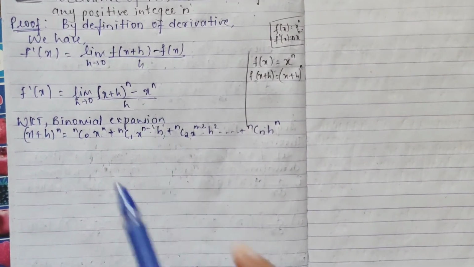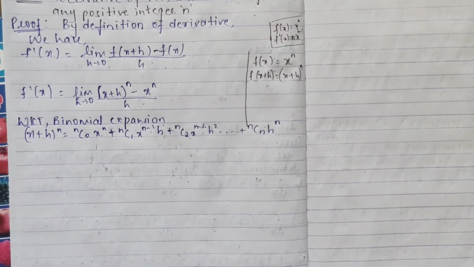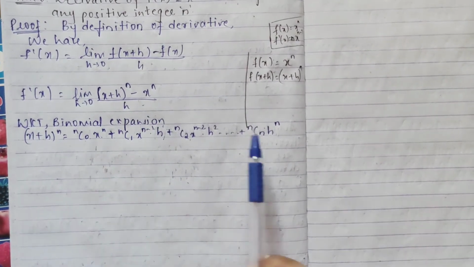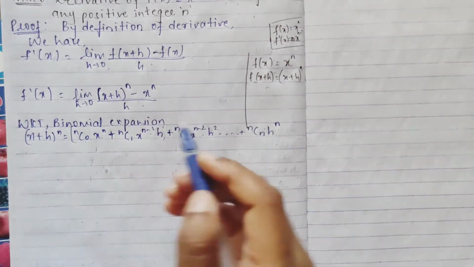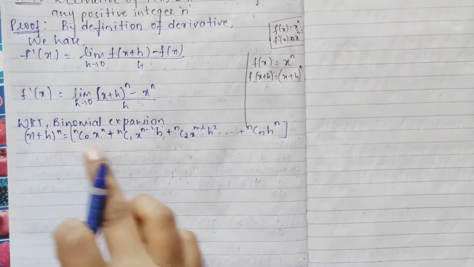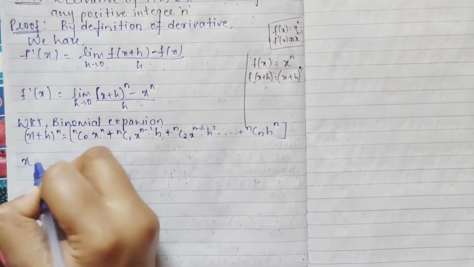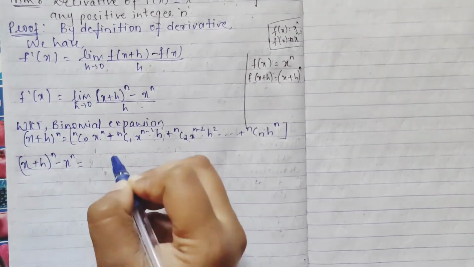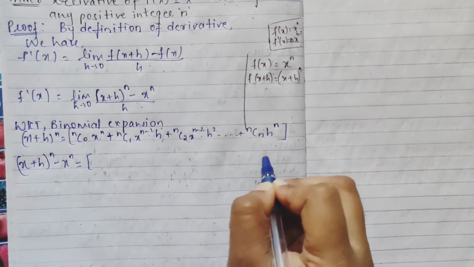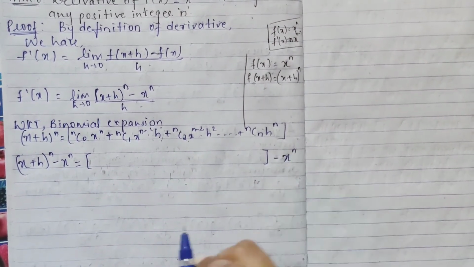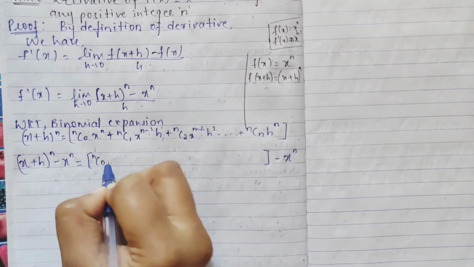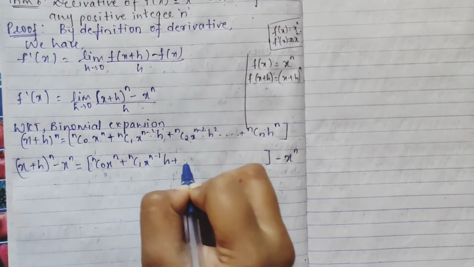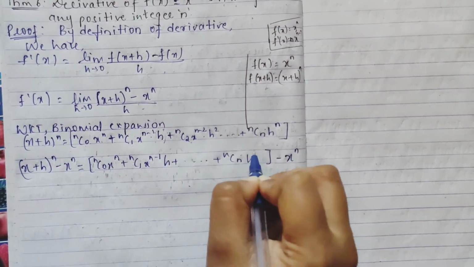Now here you see I have minus x raised to n. So for both of these together we want the value. What we will do, we can subtract x raised to n on both sides, right? See, this is whole (x plus h) raised to n. Now what we will do: (x plus h) whole raised to n minus x raised to n. So this everything minus x raised to n. What is it? nC0 x raised to n plus nC1 x raised to n minus 1 h, so on up to nCn h raised to n you have.